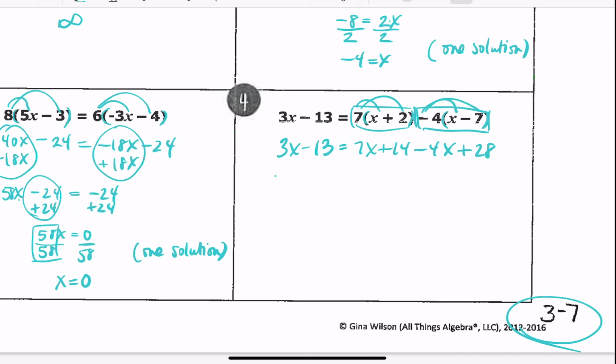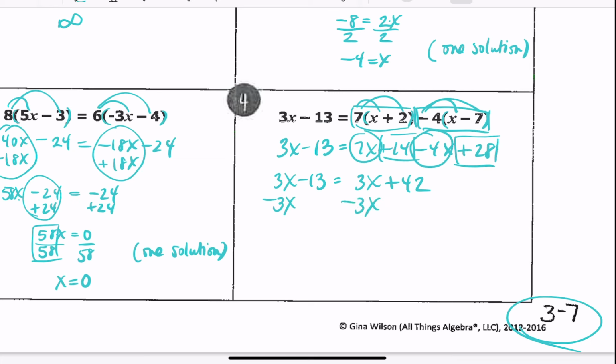On the left side, I'm just going to bring it down, I don't have anything to combine, but on the right side I have a 7x and a minus 4x, which gives me 3x, and then I have a plus 14 and a plus 28, so those together give me a plus 42. So now I'm going to get rid of my x's on both sides by subtracting this 3x over here. And when I do that, they both go away. I get negative 13 equals 42, which is not true, which means that my solution set is no solution. Nothing works for this because these are not equal.